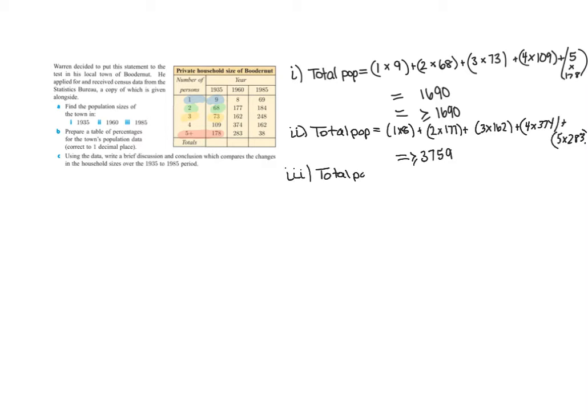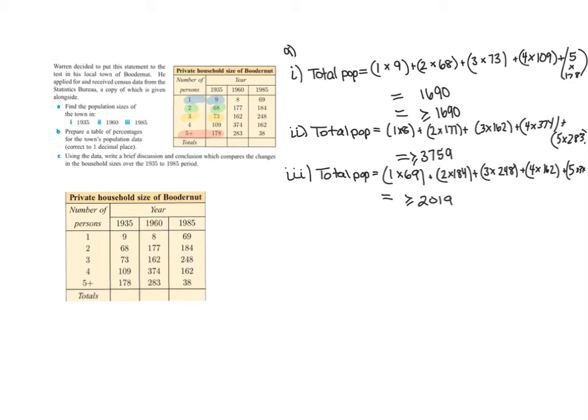And then we go on to the third one. Total pop equals, and we have 1 times 69. So look how many more people are living by themselves. 2 times 184. 3 times 248. 4 times 162. And 5 times 38. And that's a huge drop. And so our total for this one is 2019. And again, it's greater than or equal to. So that is question A.